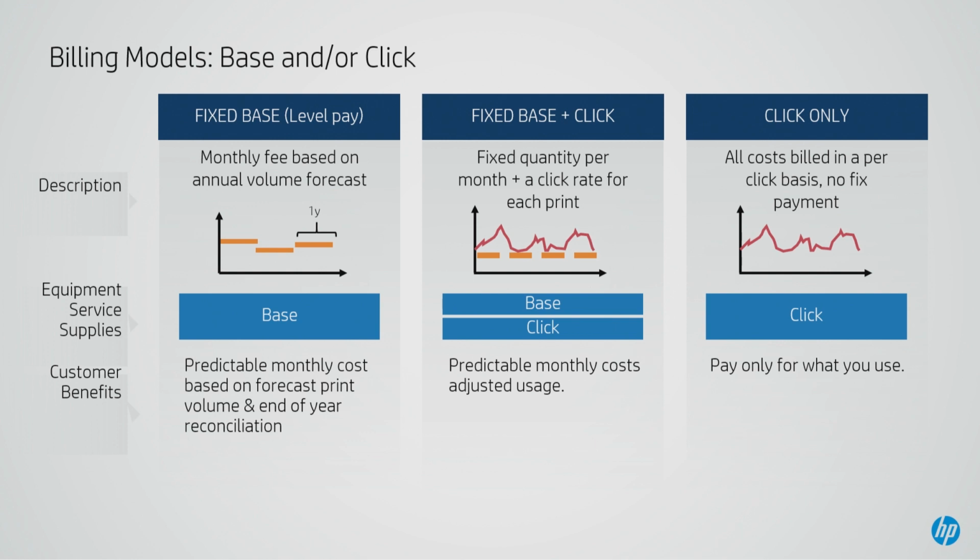The third one is click, just pure click. Everything is variable. So the click includes everything. At the end of the month, you see how many clicks the customer has done, and then you can invoice. If there is no printing, no invoice.